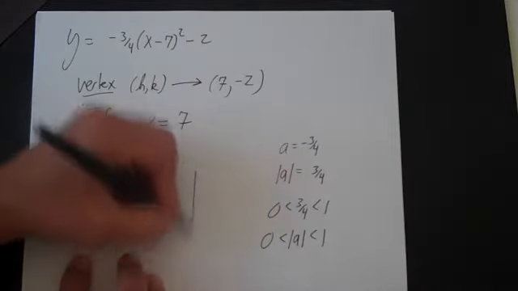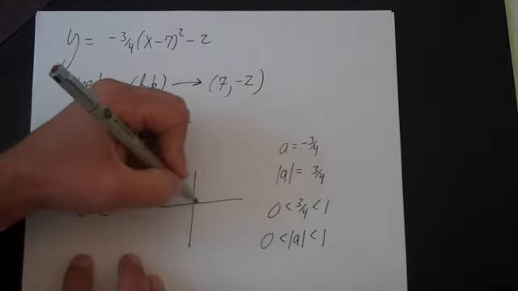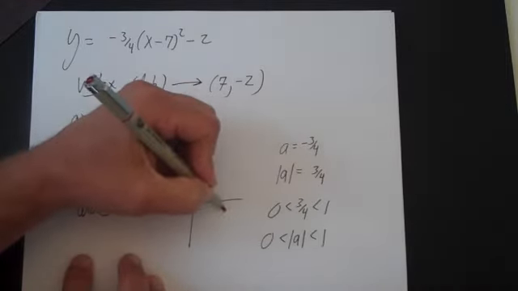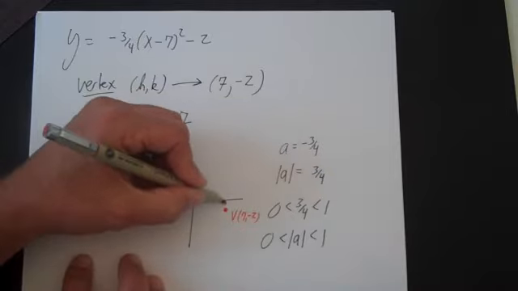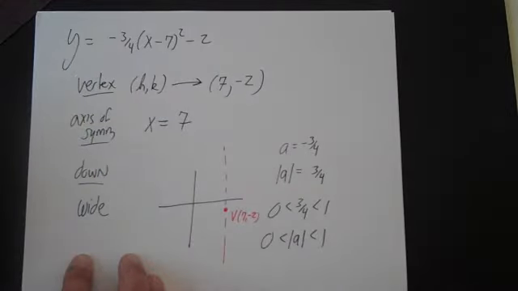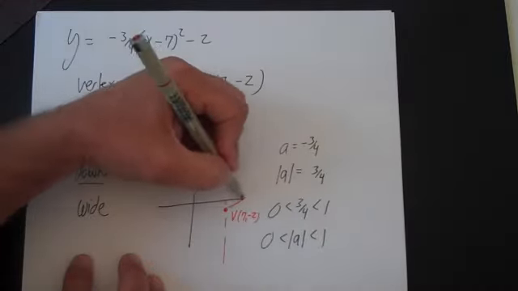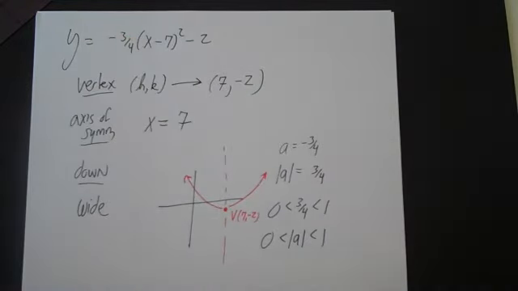So even before you start graphing, you know more or less what this looks like. This is going to be 7 and minus 2. The vertex is roughly there. The axis of symmetry is a vertical line through there. You know that it opens wide. So even without plugging in points, you know more or less what this looks like. Anyway, that's how you graph parabolas in vertex form.